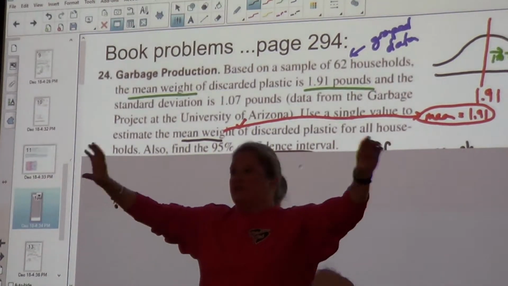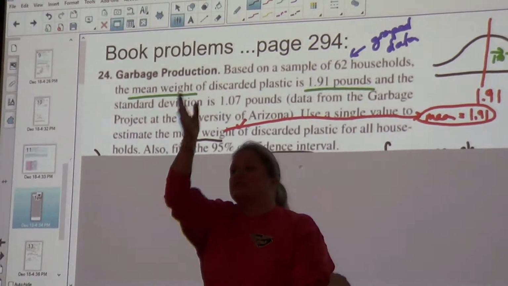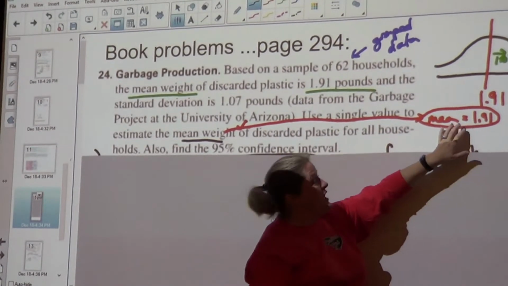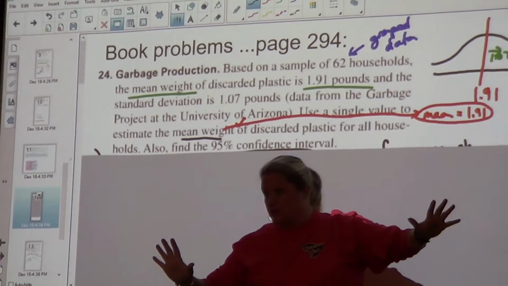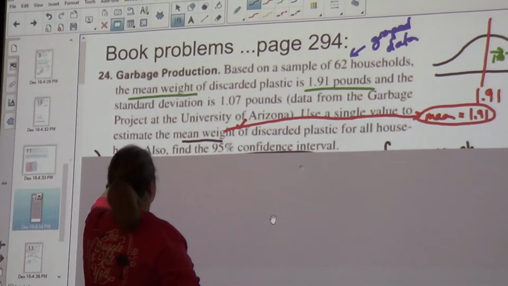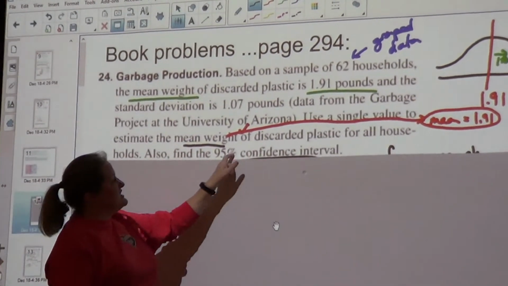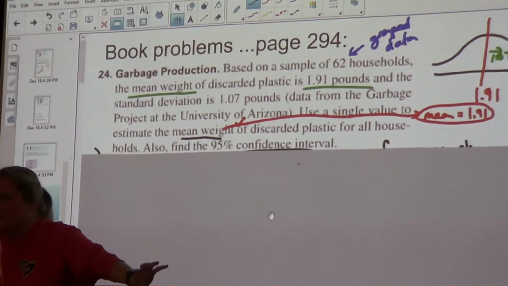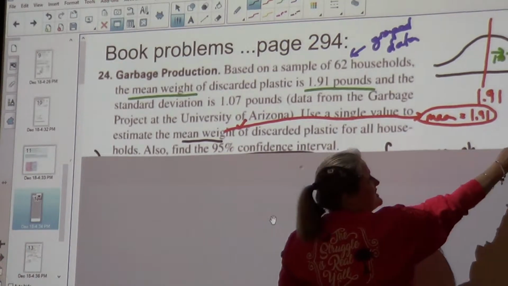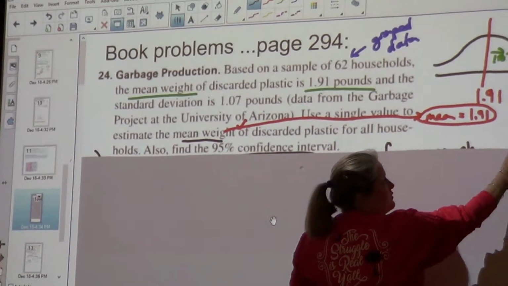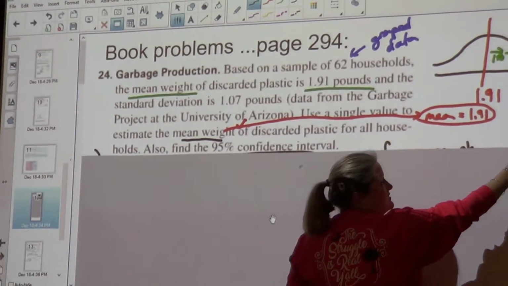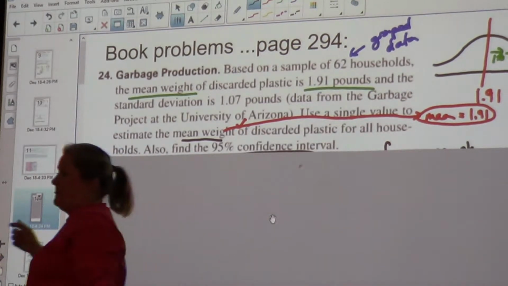Well, whether it's individual data or group data, what is the mean always going to be? 1.91. So 1.91 is your mean no matter what. So the answer to that one is 1.91. That was the first question. The second question says find the confidence interval. Before we can find the confidence interval, we have to find the margin of error. So my error is going to be 2 times the standard deviation divided by the square root of the size of the group. So it's going to be 2 times 1.07, divided by the square root of 62.